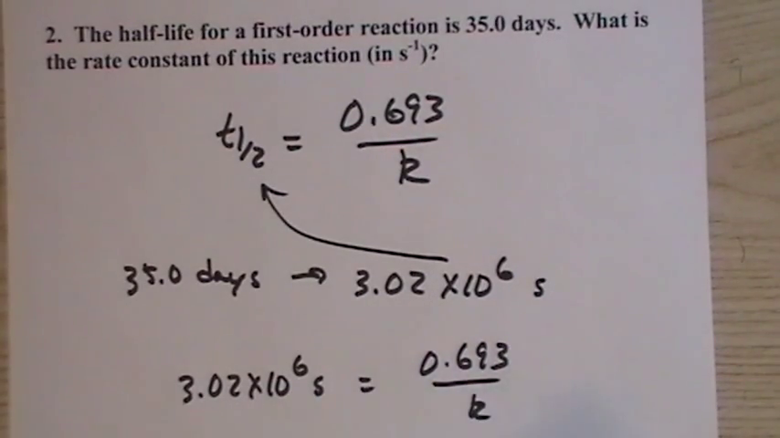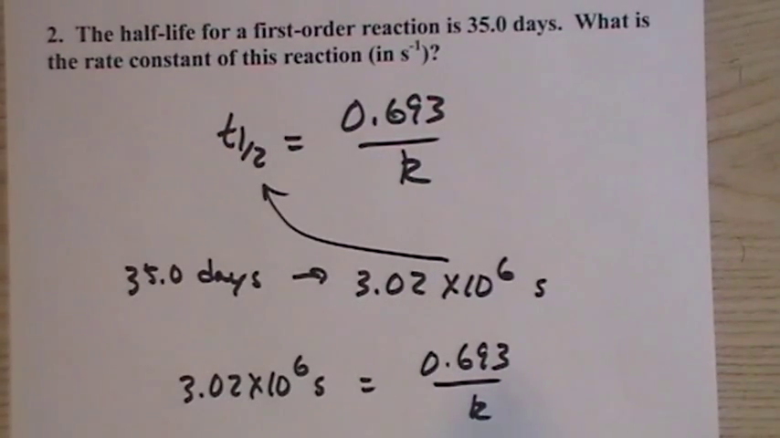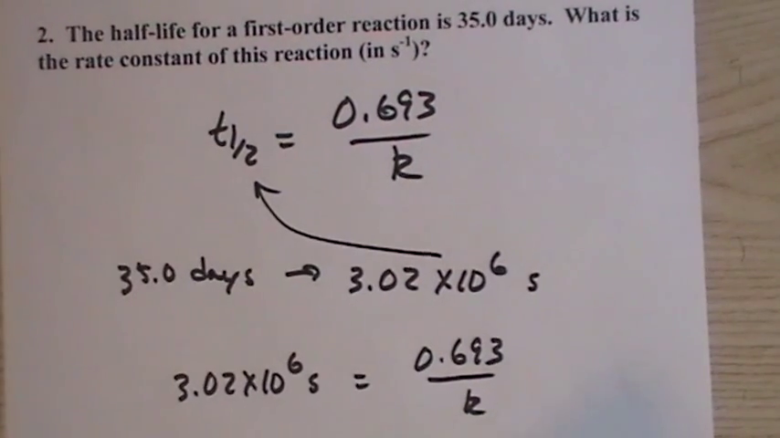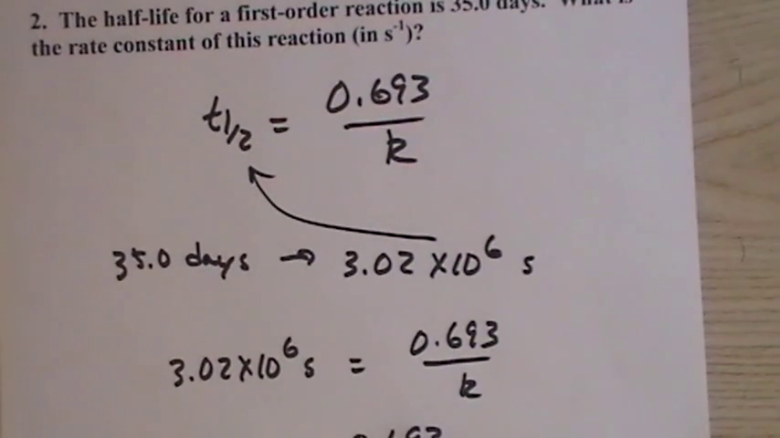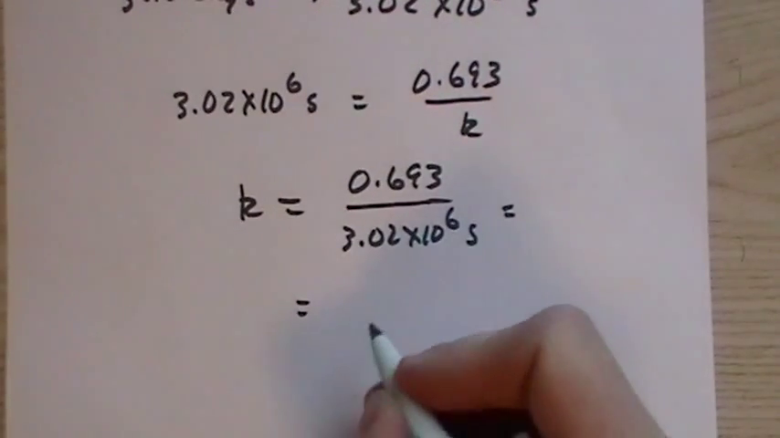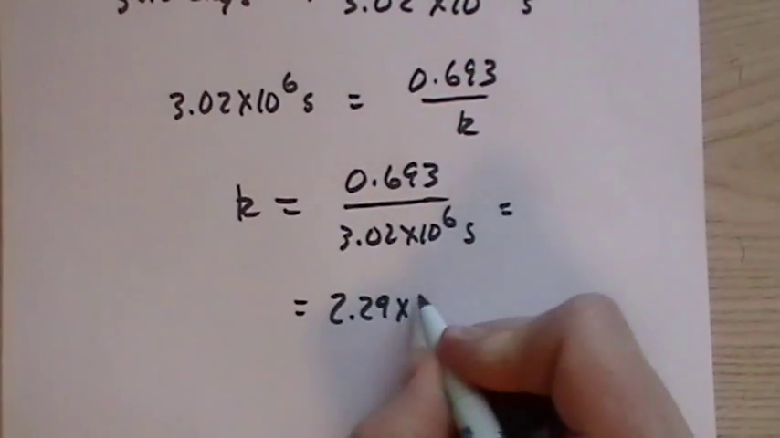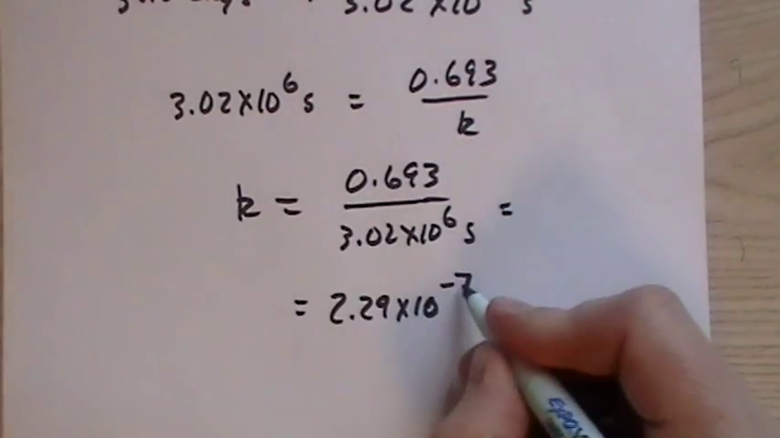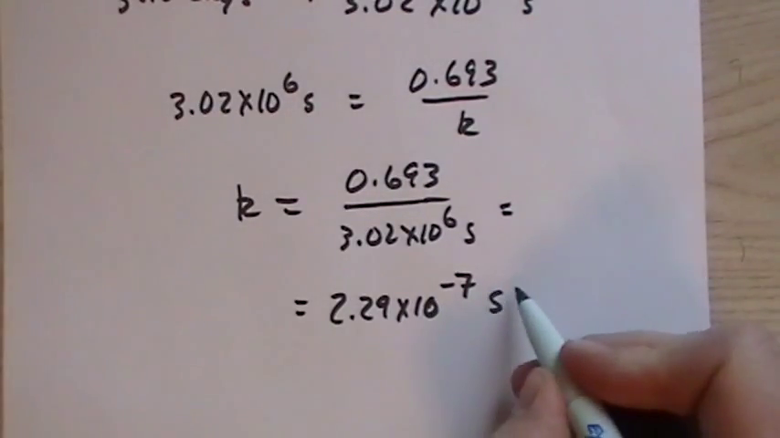And then we have K. I'm going to just manipulate this really quickly. And we see that we're going to end up with 1 over seconds, which is the unit. Those are the units we should have. I'm going to do the calculation very quickly. And we end up, I'm going to put it down here. Oops. We have 2.29 times 10 to the negative 7 inverted seconds.